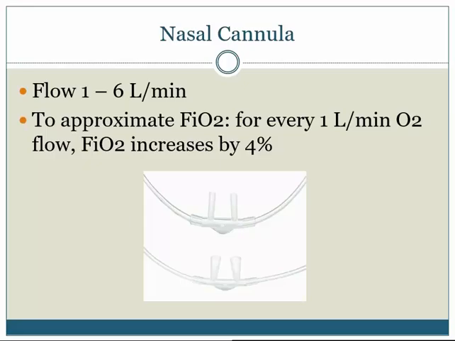With nasal cannula, we can't deliver a precise FiO2, but you can approximate about what they're receiving. So if you have a patient that's on a 1 liter nasal cannula, they're receiving an extra 4% FiO2. So you would start at 21 and add 4. So if somebody's on a 1 liter, they're receiving an FiO2 of about 25%. 2 liter, 29%. 3 liter, 33%. Make sense?